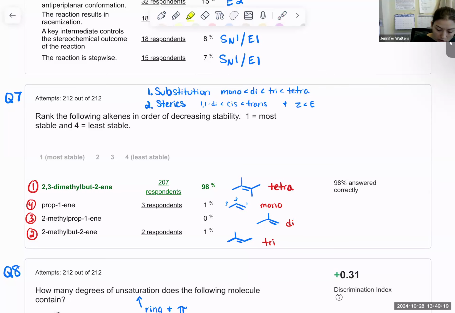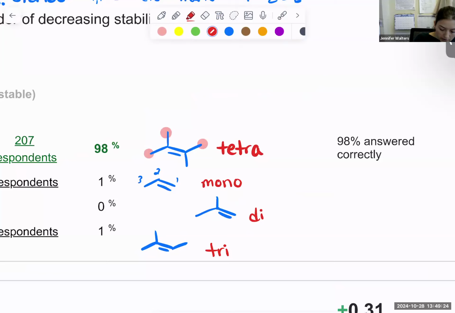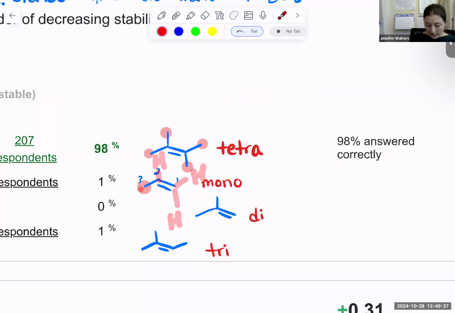So substituents, remember, are just the non-hydrogens attached to your double bond. So for the first one, I have 4 non-hydrogens, so that's tetrasubstituted. For the second one, there is only 1 non-hydrogen. So everything else, there are 3 hydrogens attached to the alkene. So there's 1 non-hydrogen, so that's monosubstituted.